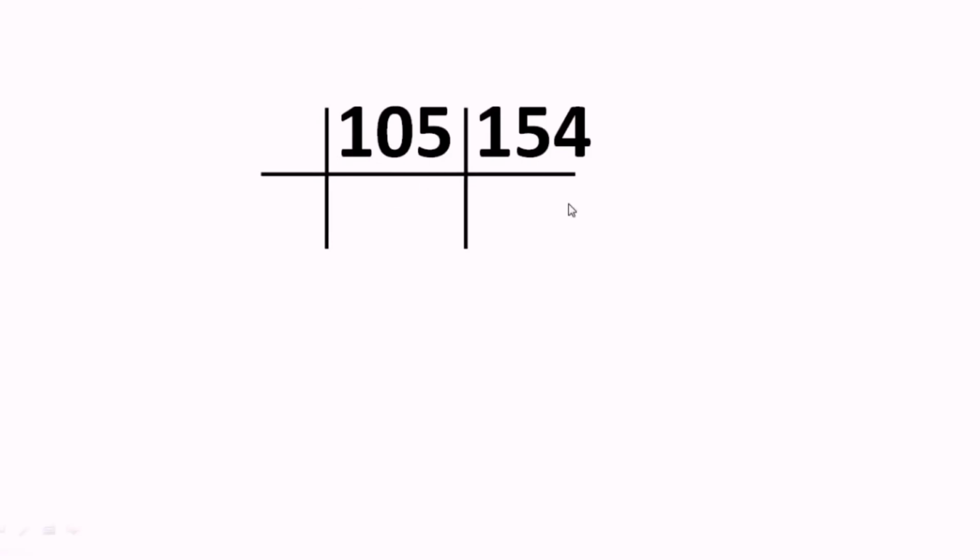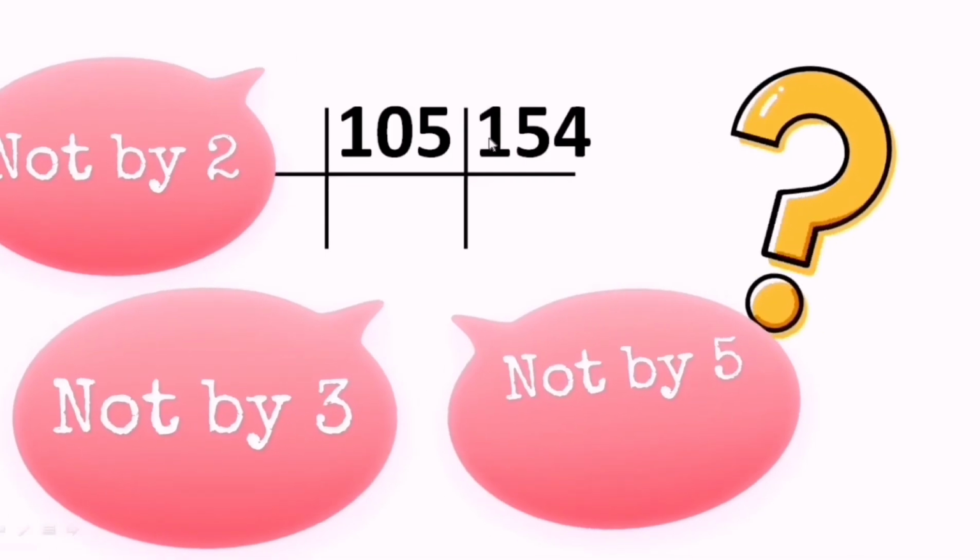If you observe these two numbers, they are not divisible by 2, because one is an odd number, that is 105 over here. And they are not divisible by 3 also, because 154, if you add the digits, you get the answer 10. They are not divisible by 5 also, because 154 does not have 0 or 5 in the units place, as the divisibility test of 5 says. Okay, so not 2, not 3, not 5, then which is the next prime number?